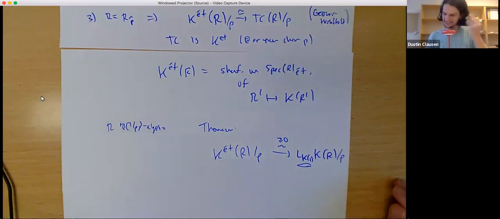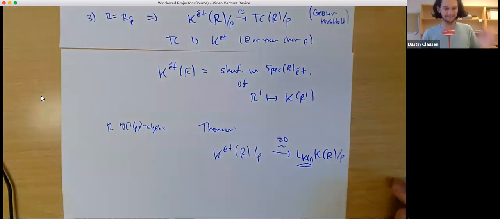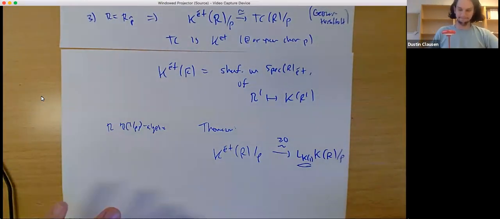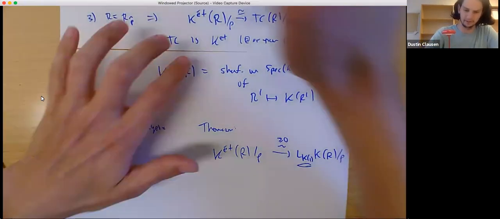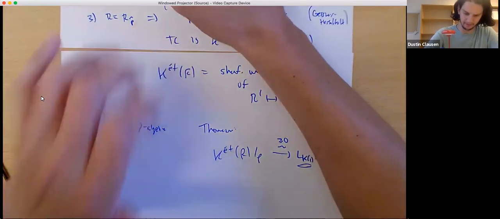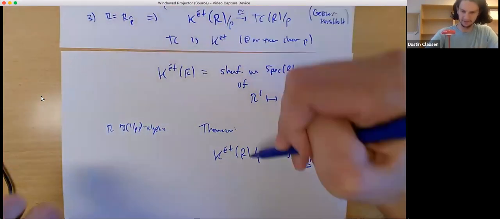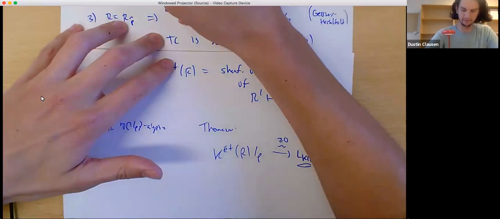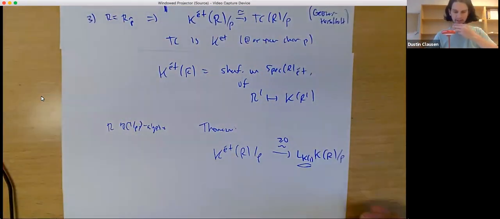Yeah, so this, I guess, maybe in full generality, these two results are in this second paper I mentioned with Akhil Mathew, hyperdescent and étale K theory.